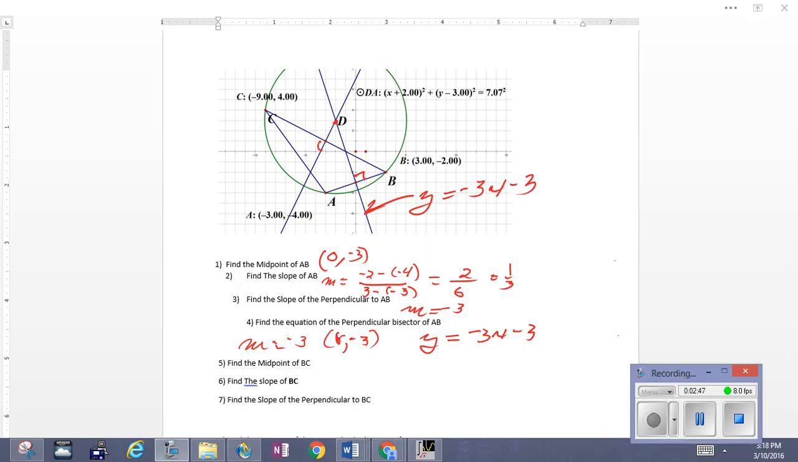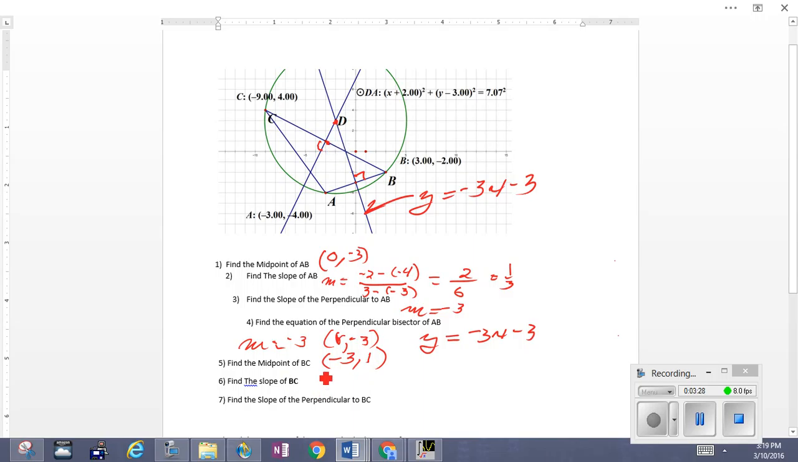Okay, well, now we're going to do the same thing over again for the other perpendicular bisector that passes through CB. The midpoint of CB, okay, we should be able to find that. Average out the x values, -9 and 3, add to -6 over 2, which is -3, okay, and the y values 4 and -2, add to +4, and the average there is 1. So my midpoint of BC is -3, 1, okay? That's the midpoint of BC.